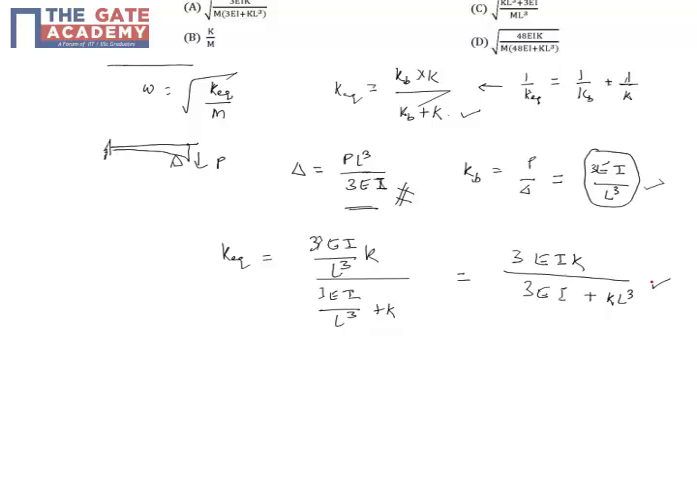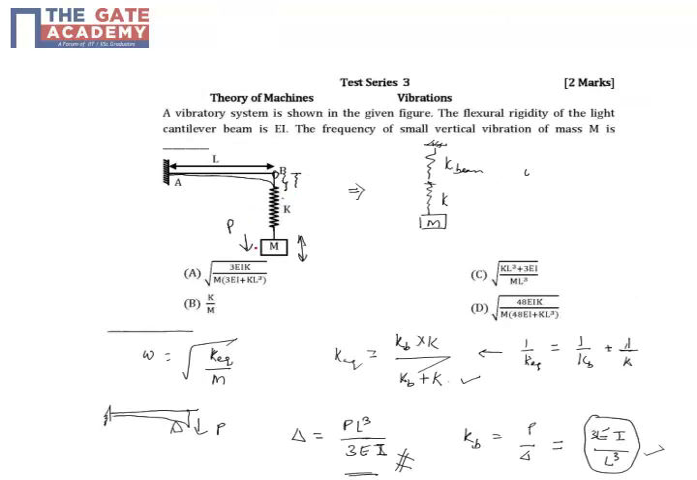This is K equivalent, and therefore omega will be the square root of K equivalent by mass, which is 3EI K by m times (3EI plus K L cube). This is a very simple problem. The only idea is how you convert this system. So let's see the answer. The answer is obviously A. This is a very simple problem. The only thing is you have to convert it into a set of springs and then apply the root K by M formula. Thank you. Answer is A.